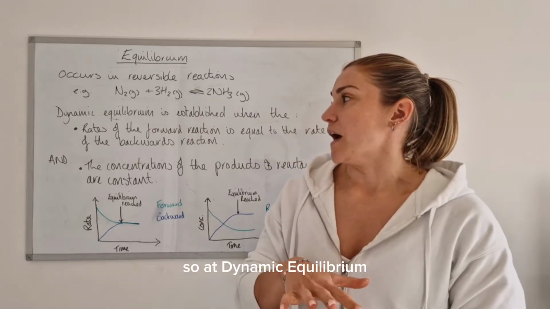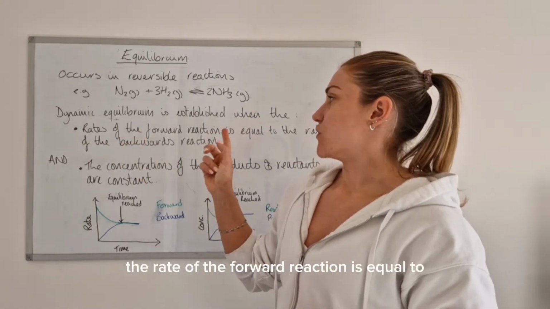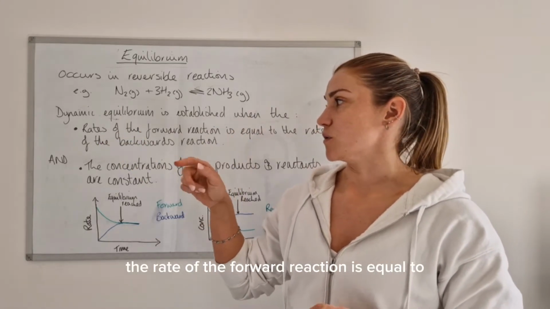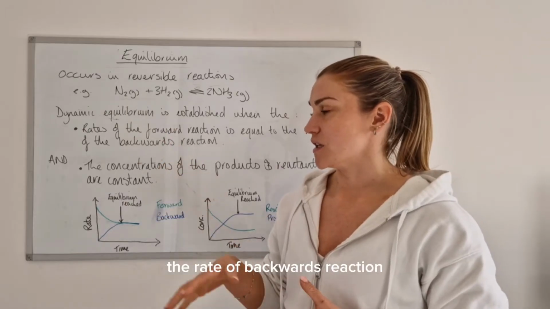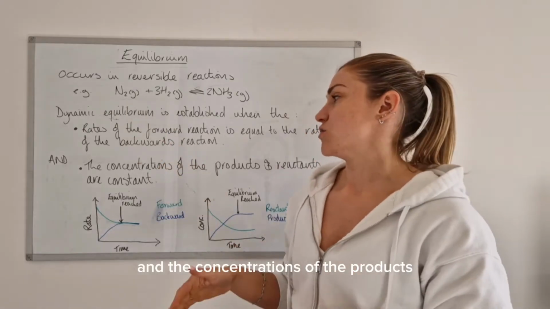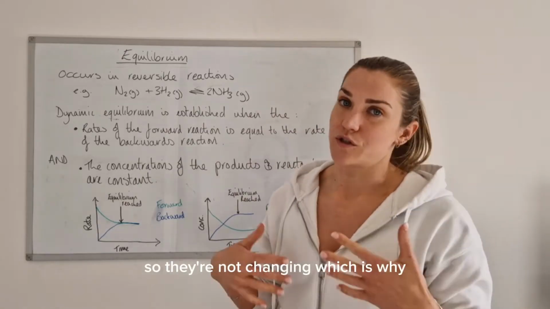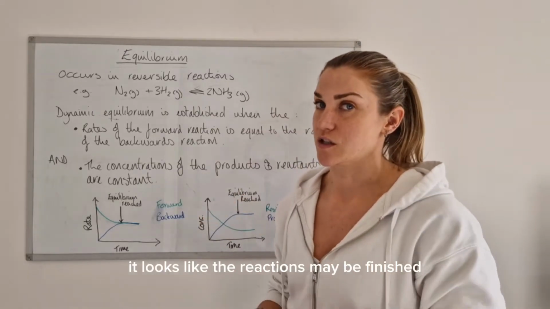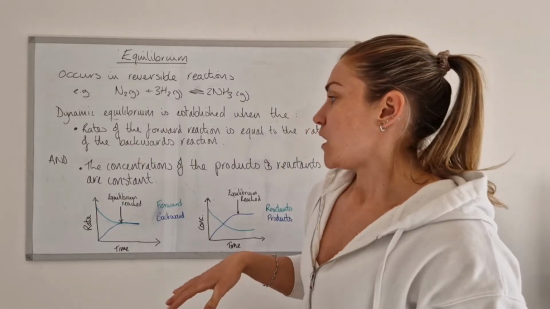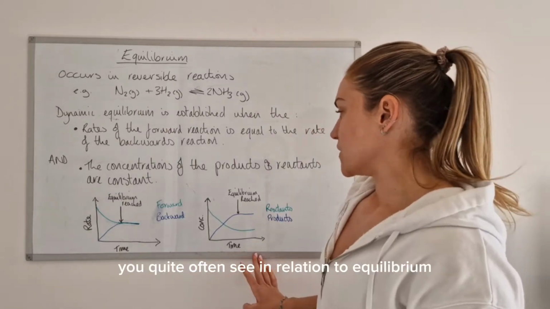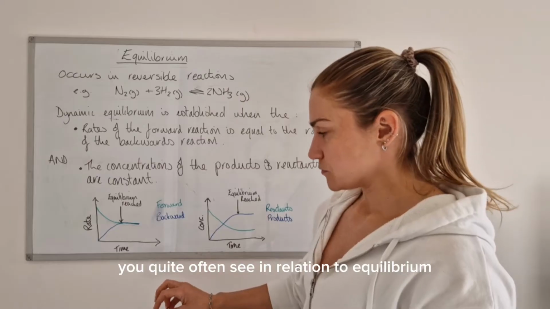So at dynamic equilibrium, the rate of the forward reaction is equal to the rate of the backwards reaction, and the concentrations of the products and reactants are constant, so they're not changing, which is why it looks like the reactions may be finished. There's a couple of graphs that you quite often see in relation to equilibrium.